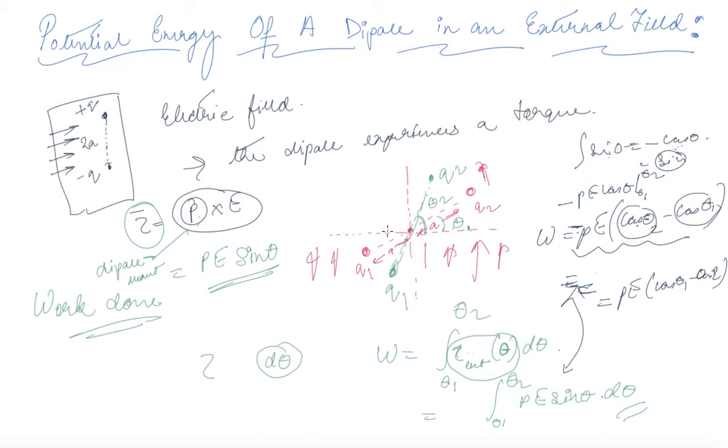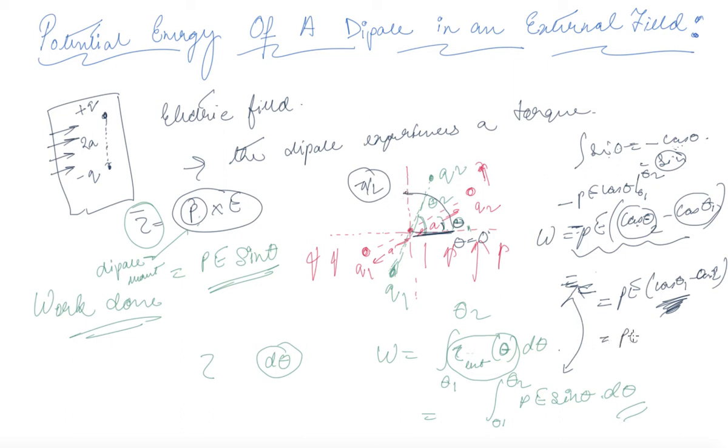Now suppose this is the initial position. When will the work done be maximum? When theta 1 is maximum, the work done will be maximum. So in a way we can say that when it goes from theta equals 0 to theta equals pi by 2, we have the work to be maximum.